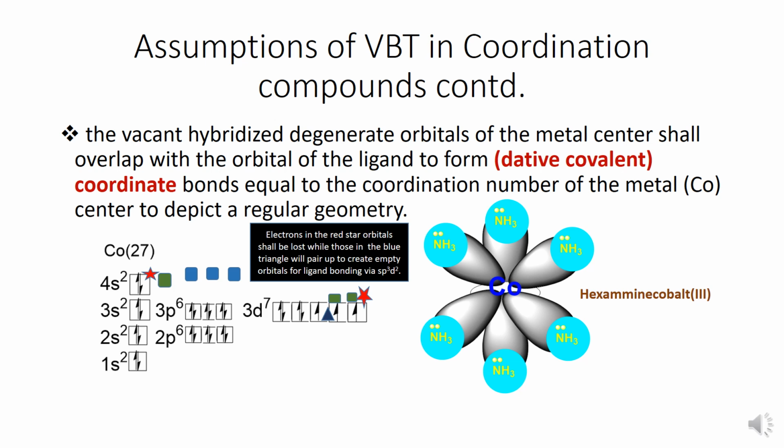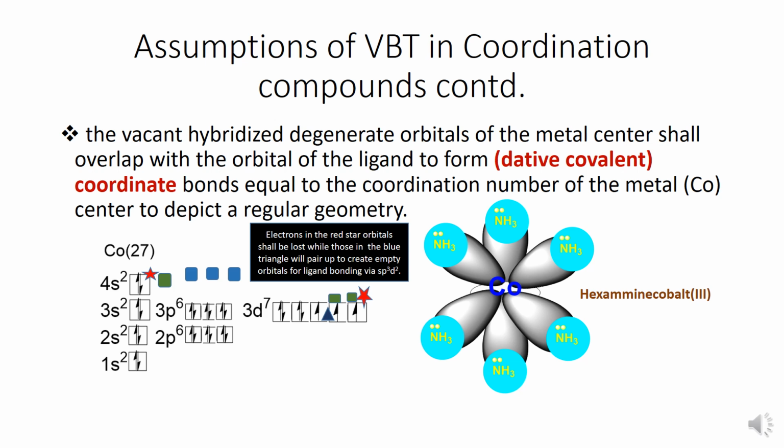The vacant hybridized degenerate orbitals of the metal center shall overlap with the orbitals of the ligand to form a dative covalent bond or coordinate bond, equal to the number of the metal center's coordination number, to depict a regular geometry. We're going to take time on this slide to show what we mean.